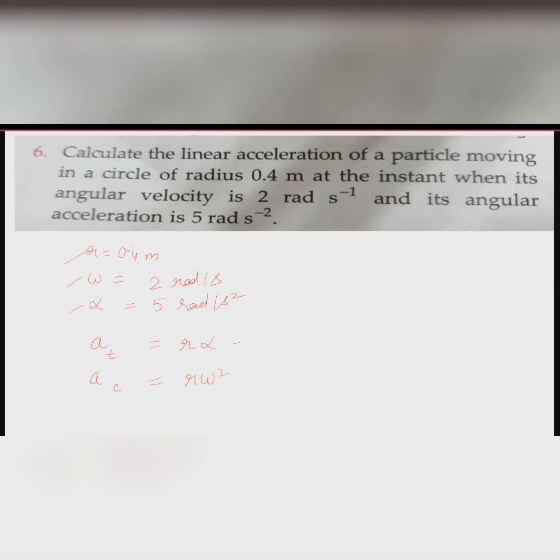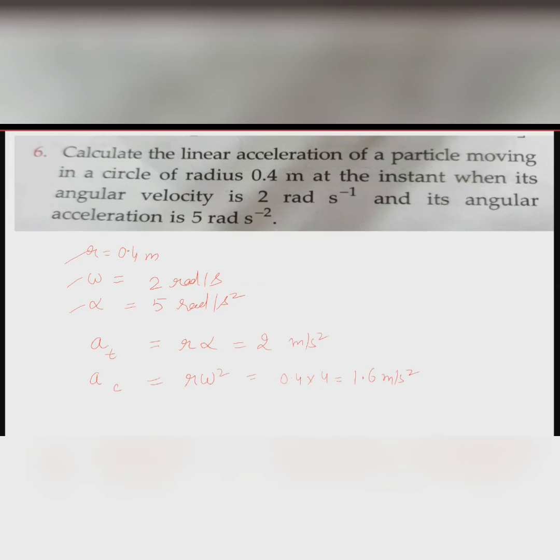So using this, we can calculate R alpha as 0.4 into 5, that would be 2 meter per second square, right? R omega square would be 0.4 into omega square, so 4. So that would be 1.6 meter per second square.